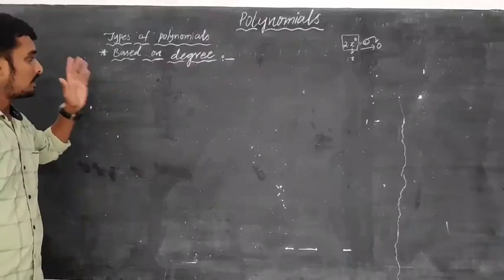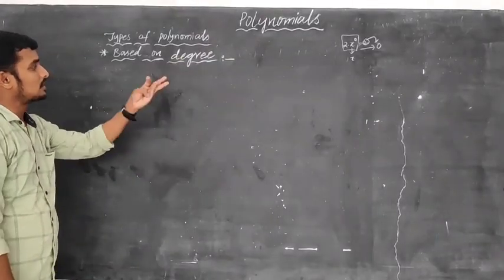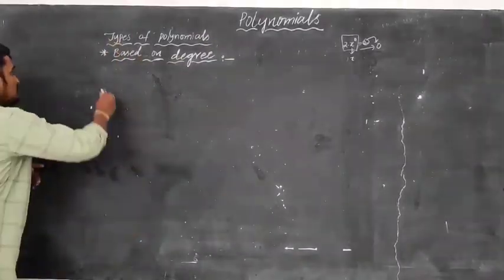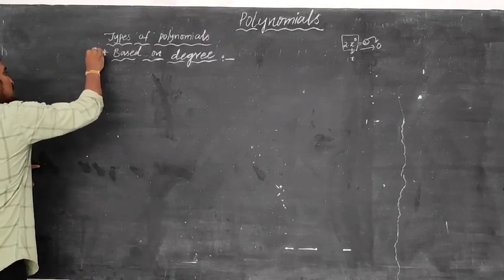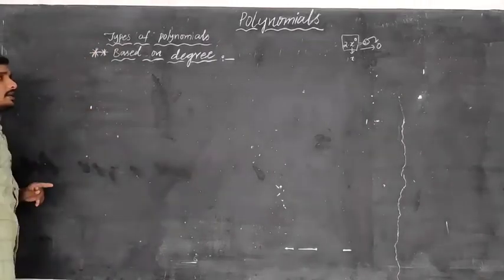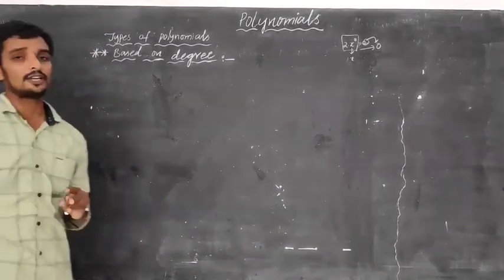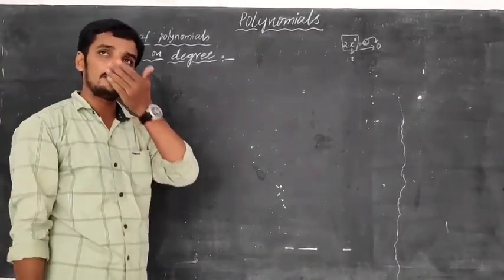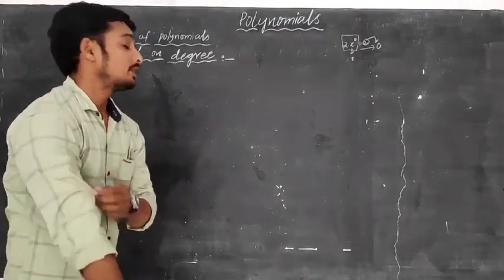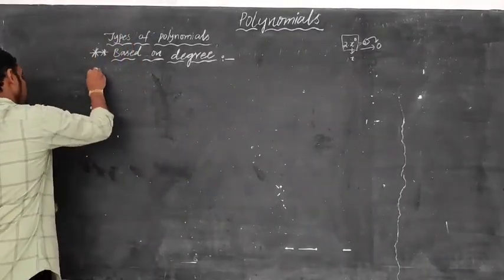Now we are coming to the topic. This is the most important, students. Types of polynomials. In the second case, we have already discussed the first case, which is the same as arbitrary expressions. This is based on degree. Types of polynomials based on degree. So we can write it in your syllabus.